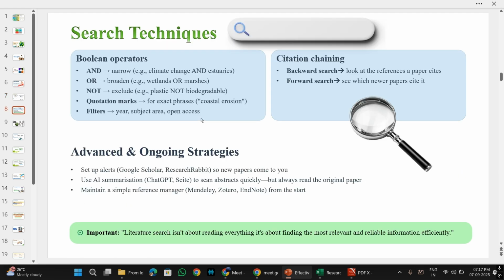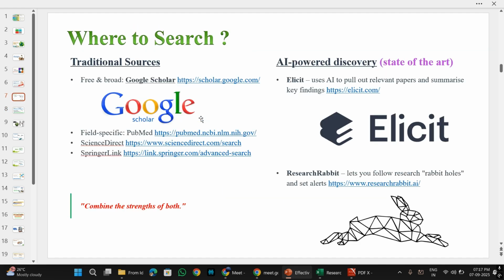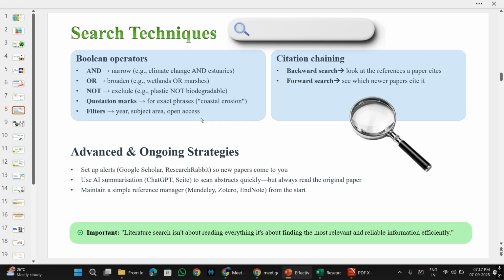Moving ahead, what are the search techniques? Now these are important. We know the reservoirs where these research articles or their information might be stored, but we need to know the different techniques in which we will be able to search for them, correct?